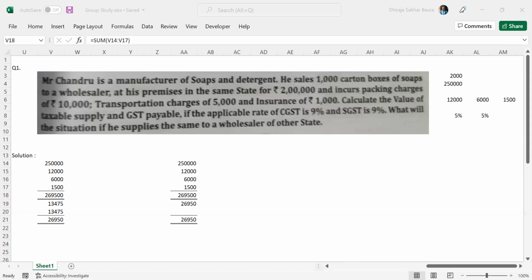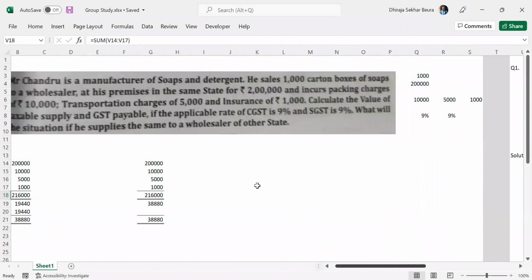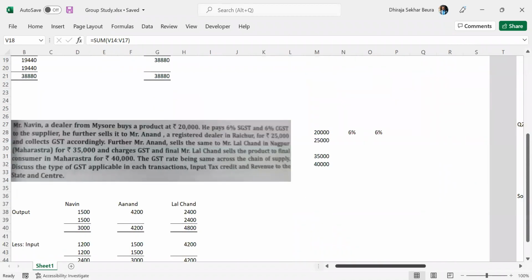Okay, any more questions? IGST is only applicable when interstate sales come into the picture. Only interstate. Got it. Okay, quickly moving to the next question.